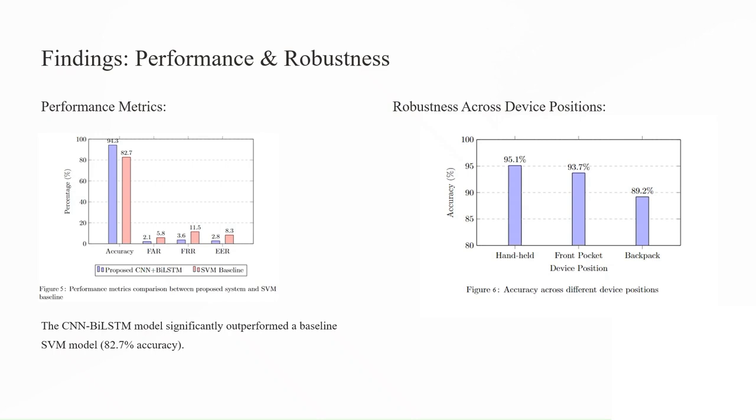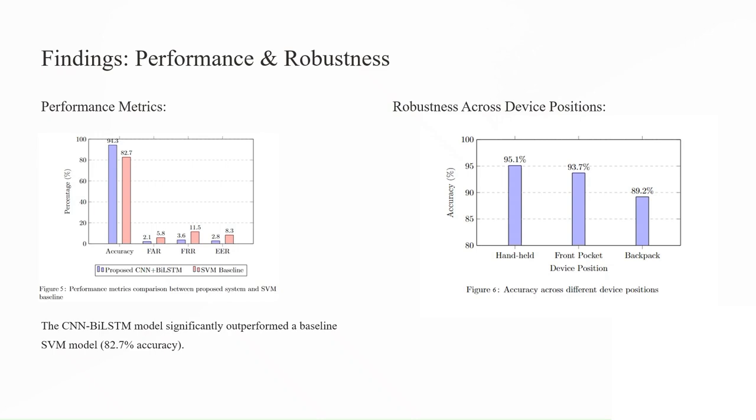If you look at figure 6, we evaluated how device placements affect authentication accuracy. When the phone was handheld, accuracy was high at about 95.1%. This is expected since handheld usage produces stronger and more consistent motion signals. In the front pocket, performance remains strong around 93.7%, showing the model adapts well even when the sensor orientation changes.